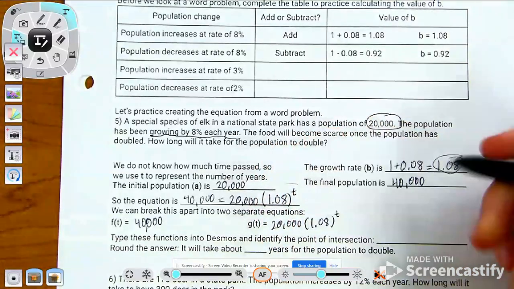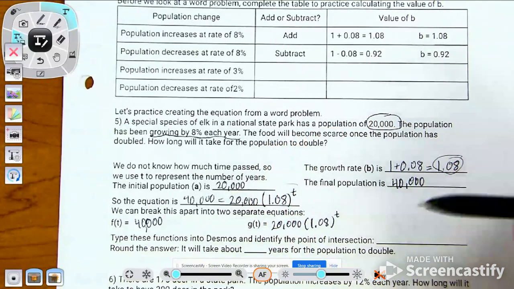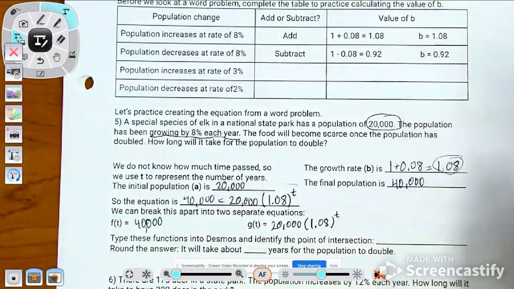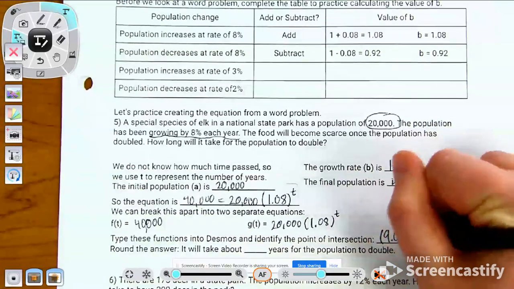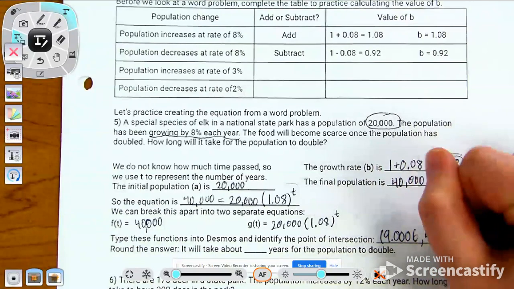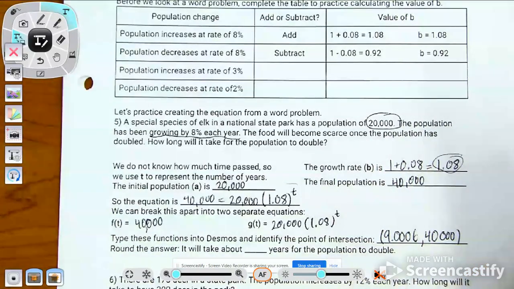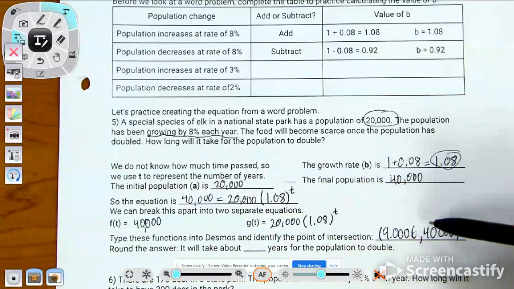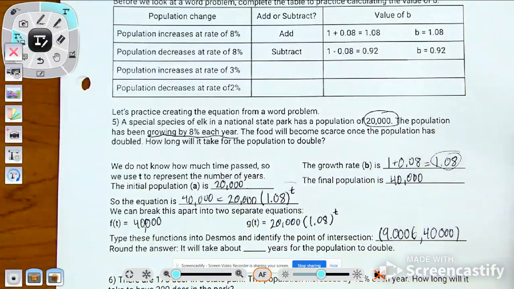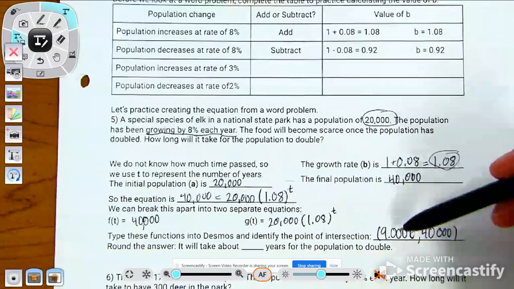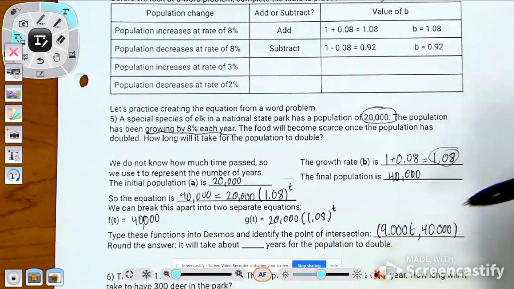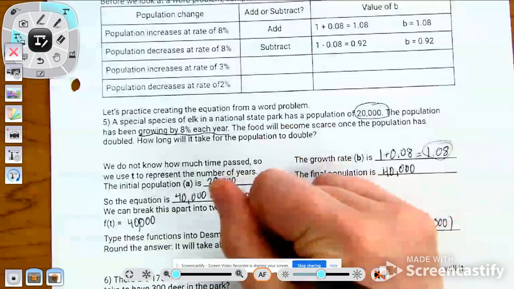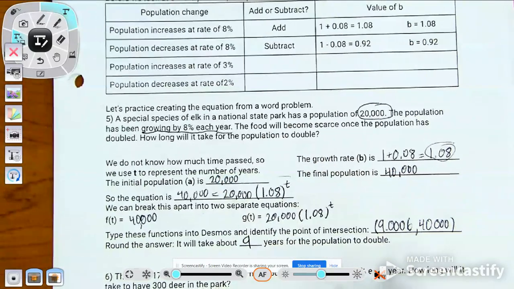And if you type this into Desmos, you'll have to adjust the zoom feature, but you will be able to find eventually where they intersect. And so you'll find that they intersect at 9.0006 and something, comma 40,000. In these circumstances, we're usually going to get a number that's not exactly precise, but we like to round for our answers. So just like with method 1, my x value of the intersection will be the answer. So 9.0006 and some other decimals, we can round that to 9. So we will say it takes about 9 years for the population to double.